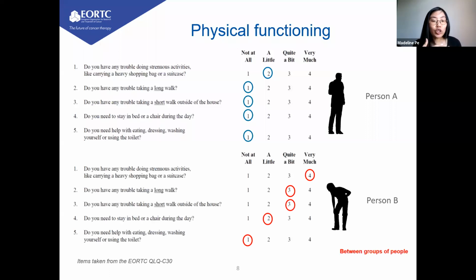Next, please. But it can also be the case that another person, person B, responds this way to these questions. And we know that relative to person A, person B is not doing very well. And so with these measures, we can actually have an idea how a person is doing.